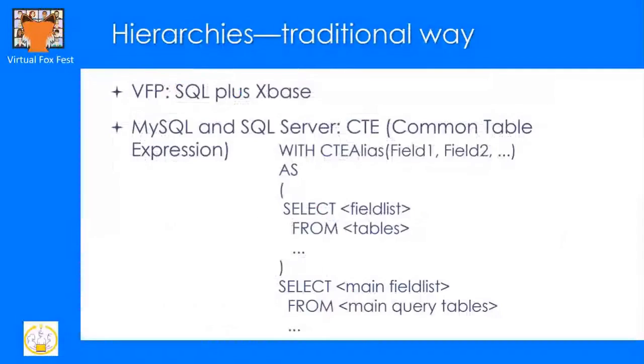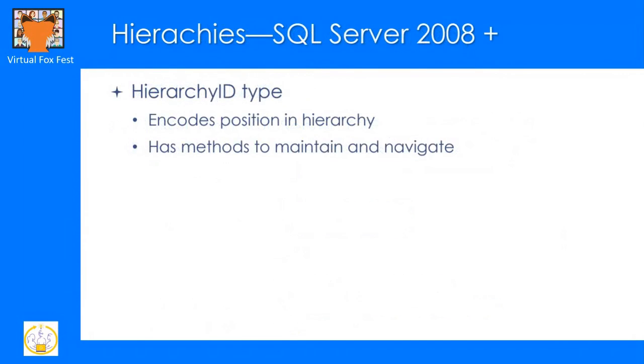So on this slide, I said the traditional way. Why did I say that? Because starting in SQL Server 2008, there is a hierarchy ID type. It's an interesting data type because it has methods, and it's built in for handling this kind of hierarchies. It encodes them in a way that lets you have multi-level hierarchies stored right in the record. Gives you some flexibility that the traditional way doesn't.